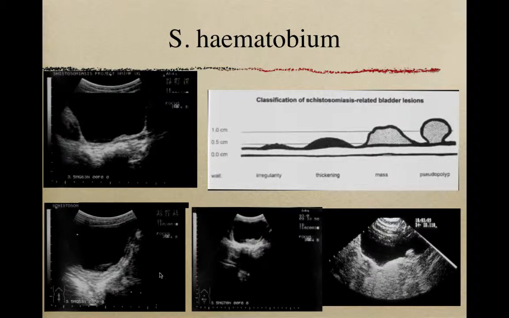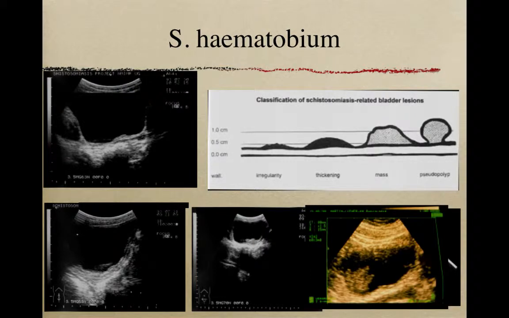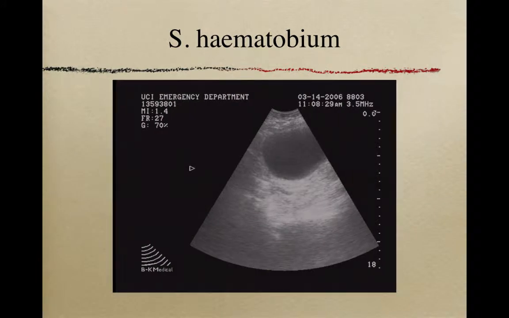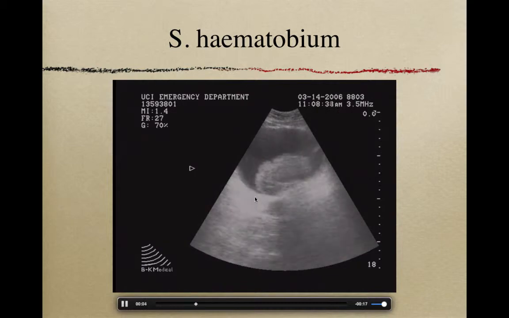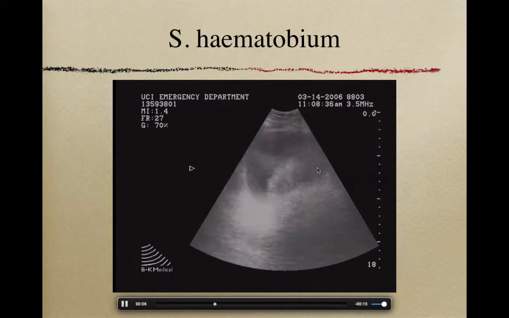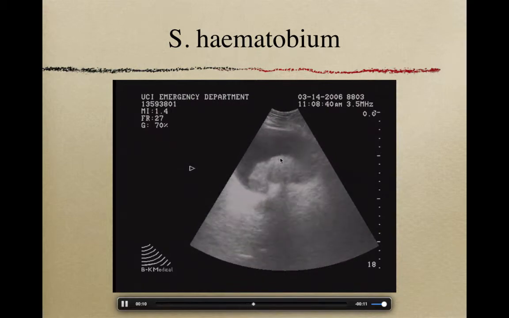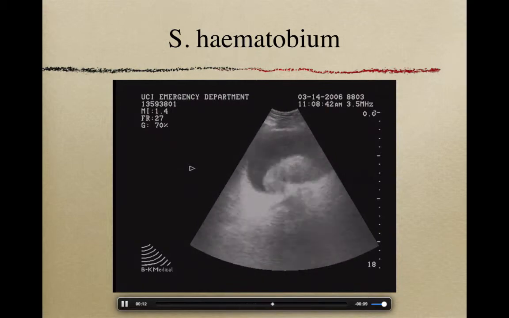the bladder wall. You can see masses, you can see polyps here, and you can even see large irregular masses here, which are quite concerning for possible cancer. This image is not actually of a schistosomiasis patient, but it does illustrate how marked these bladder tumors can appear by ultrasound in some cases.